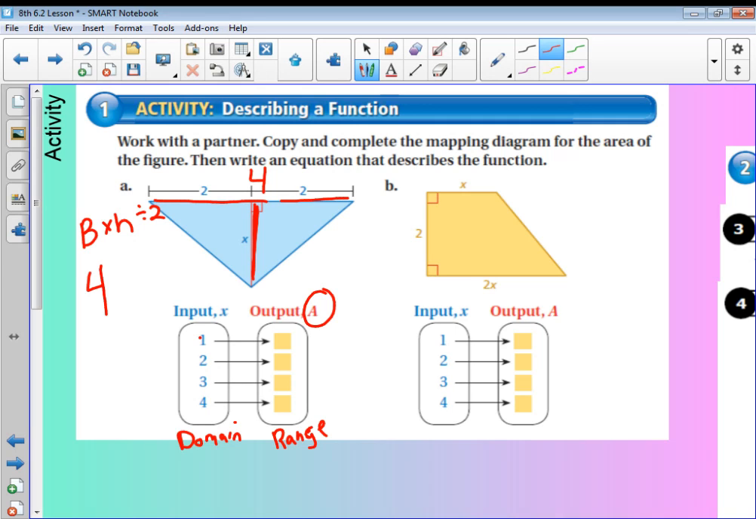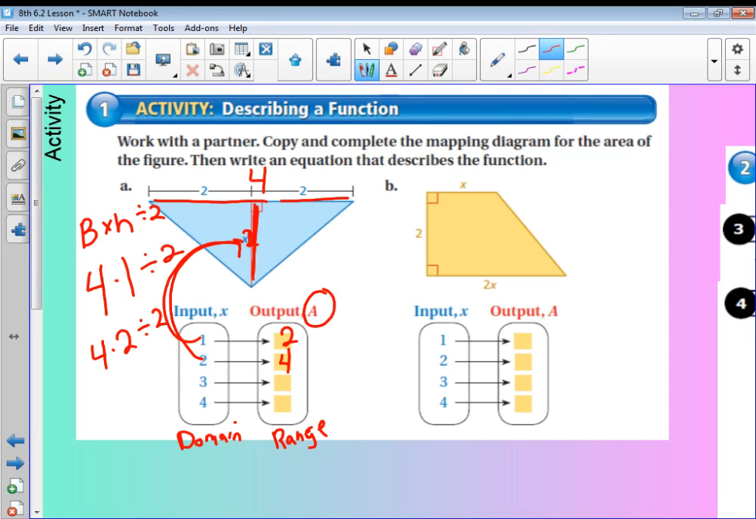So we're going to go ahead and substitute in a 1 where x is. So 4 times 1 would give us 4 divided by 2. So 4 divided by 2 would give us an output of 2, or an area of 2. Now we'll go ahead and do the same thing. This time we're going to put a 2 where our x is. So 4 times 2 is 8, divided by 2 would put us back at 4 for our area, or our output.